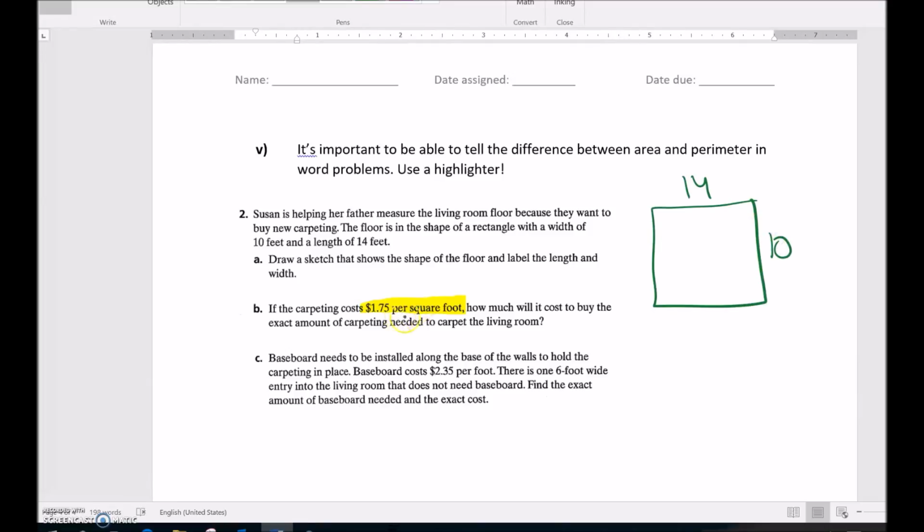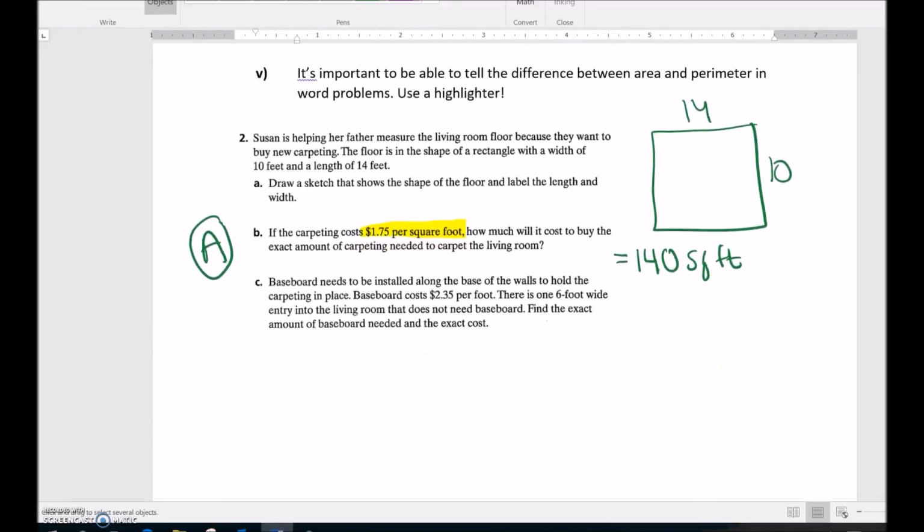Now, carpeting costs $175 per square foot. The fact that that's square units is a clue to us that this is an area problem. So what's 14 times 10, length times width? That's 140 square feet, right? So to find the correct answer, if the carpeting costs $175 per square foot, we need to multiply the number of square feet we need times the price per square foot, and we will get our correct answer.